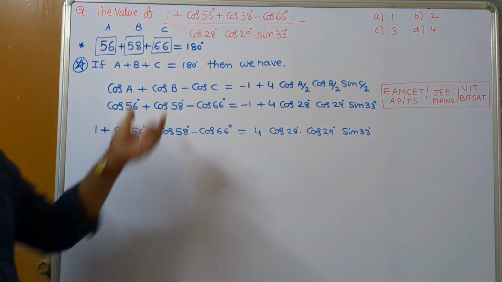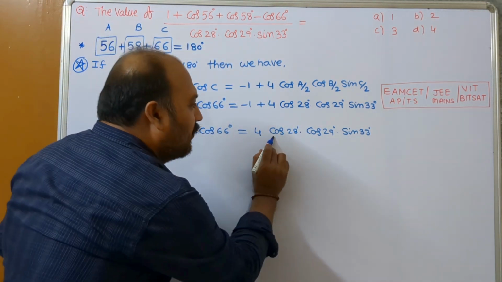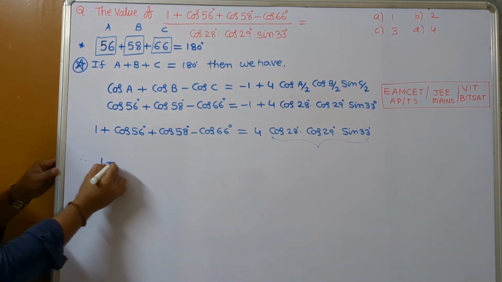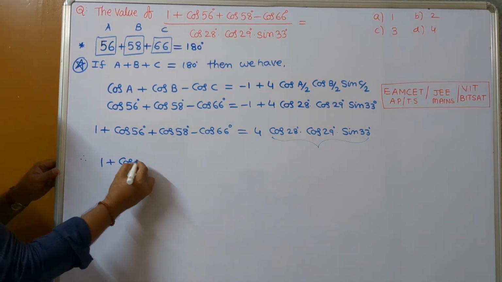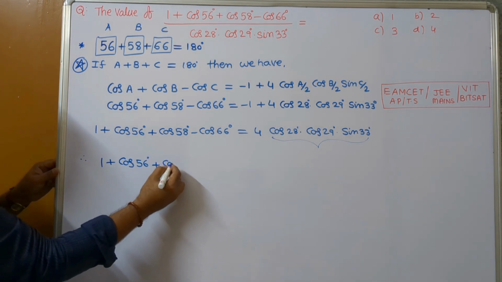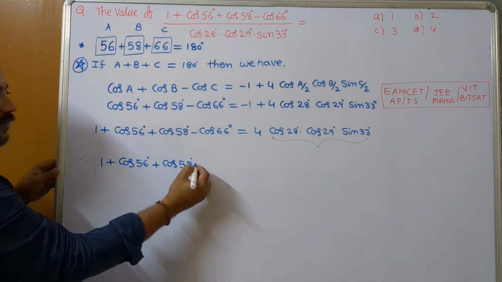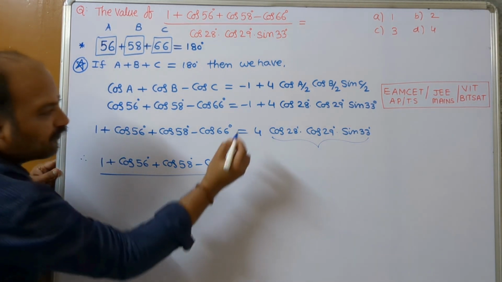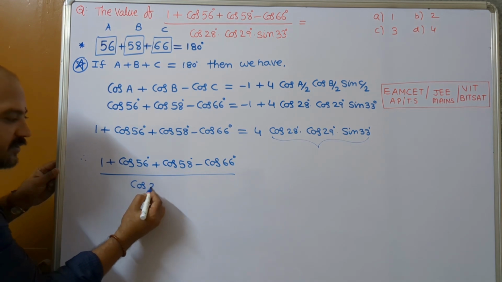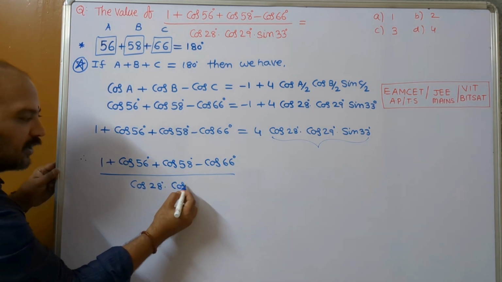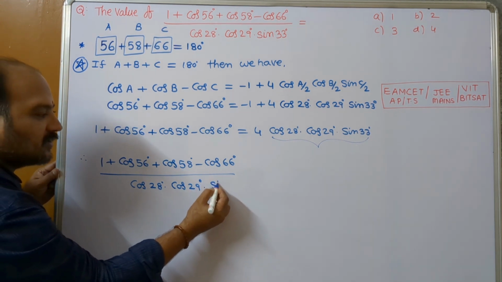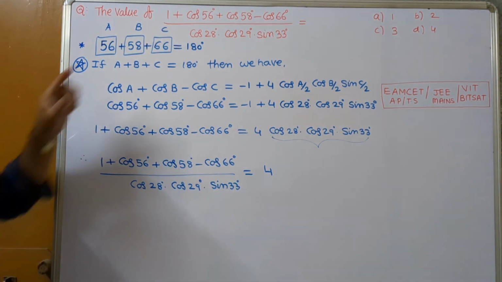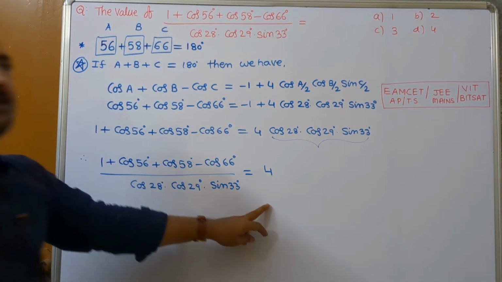So, to get the answer, bring this value to the other side as a denominator. Therefore, 1 plus cos 56 plus cos 58 minus cos 66, whole divided by cos 28 into cos 29 into sin 33, is equal to 4. So the answer to the given question is 4.